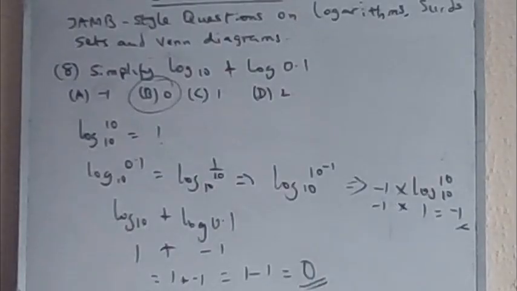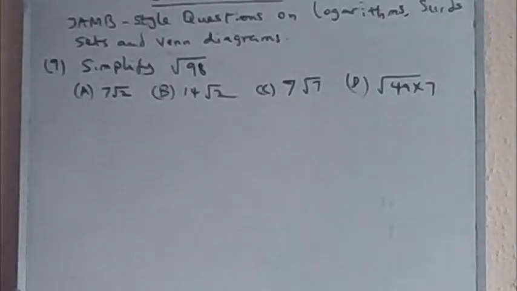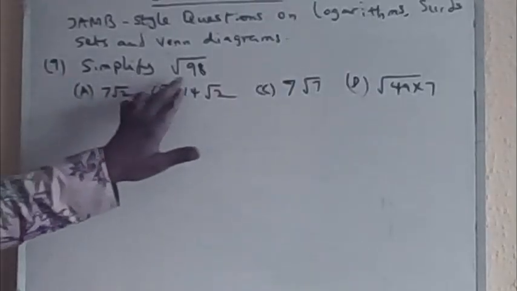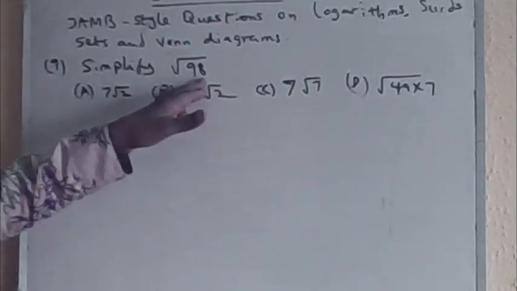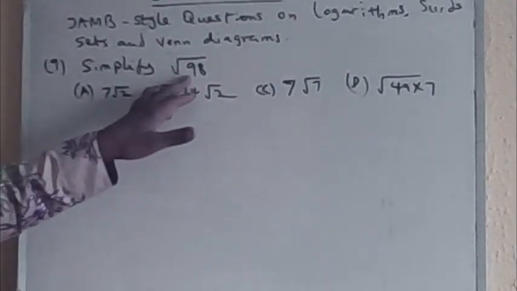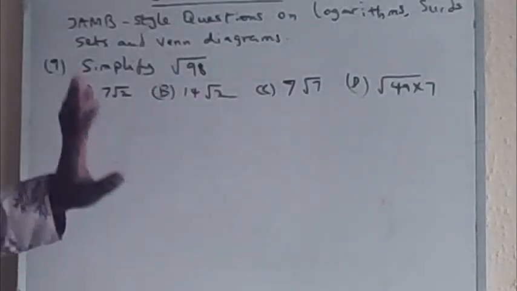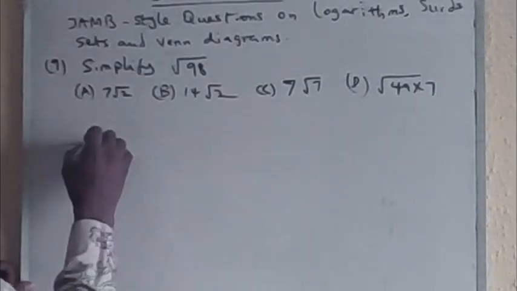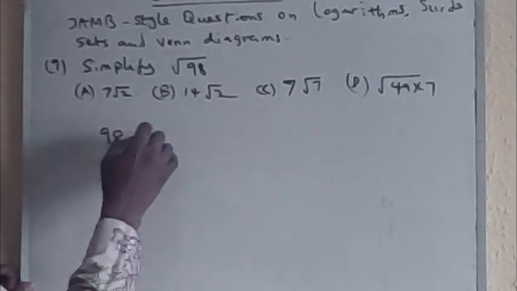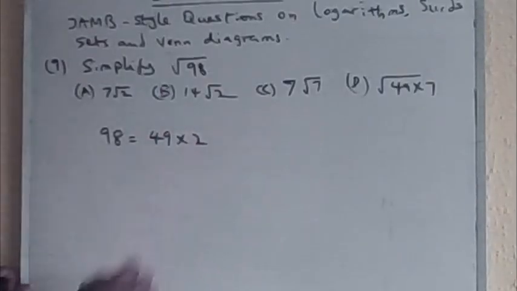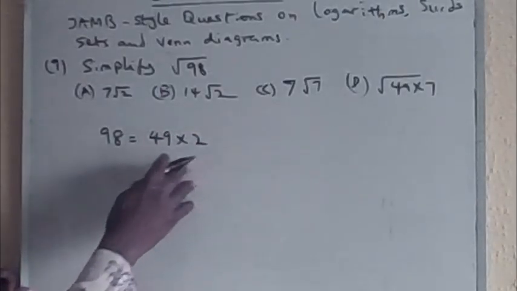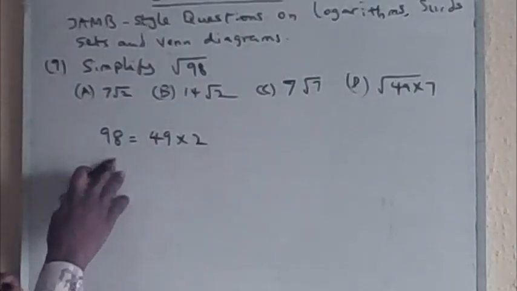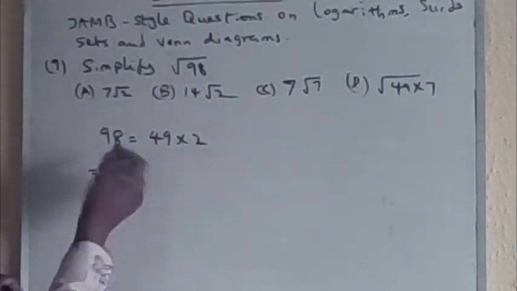Okay, so number 9 here says simplify root 98. This question in the JAMB syllabus is under surds. So this is a surd, simplify. We can start by breaking this into its components. You know that 98 can be written as 49 times 2. This and this are the same thing. Why? Because 49 times 2 is 98. So I will rewrite the question and say what they are asking me to do is to simplify root of 49 times 2.